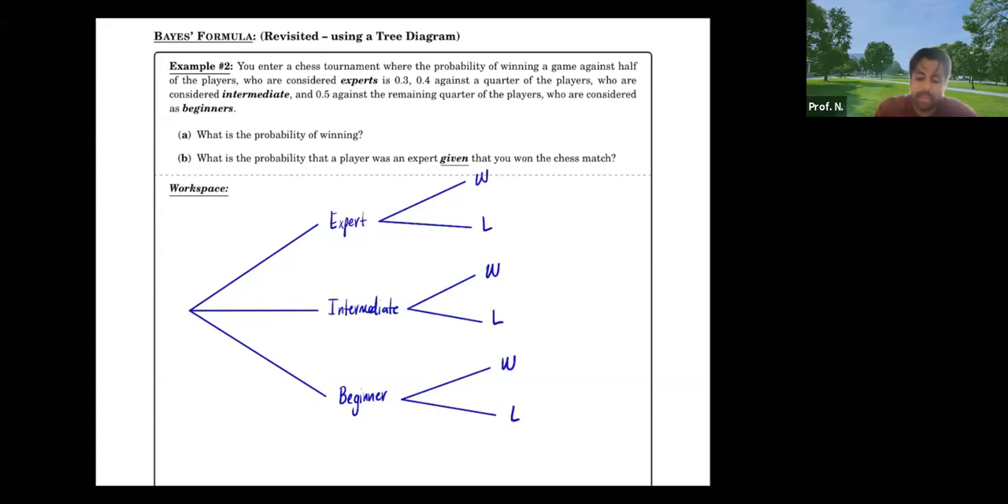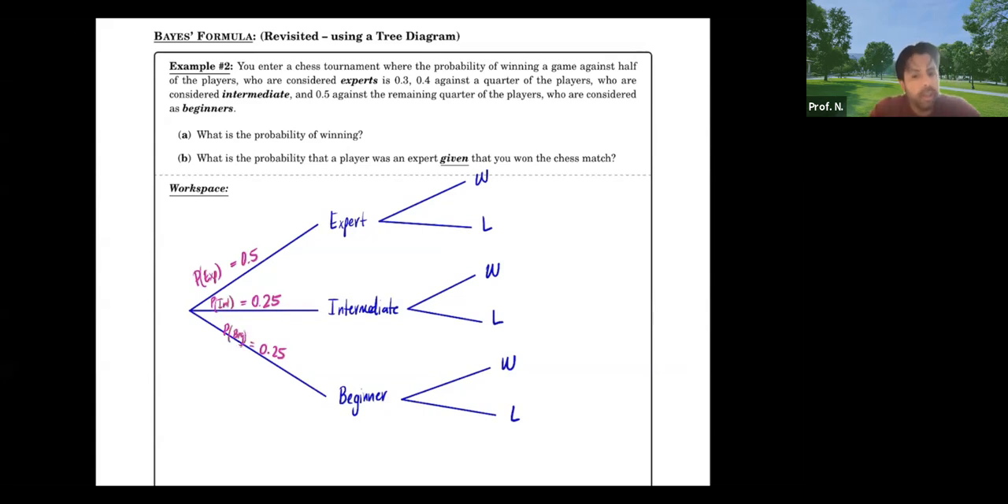So what's the probability of me playing an expert? Well, half of them are experts. So that's why I have a 0.5 probability of playing an expert. Does everyone see that? What's the probability of me playing an intermediate player? Well, a fourth of them are intermediate. So I get 0.25. What's the probability of me playing a beginner? We'll have 0.25 of them, because there's also a quarter of them, right? So the first probabilities are me playing one of the players. Either I play an expert, or I play an intermediate, or I play a beginner.